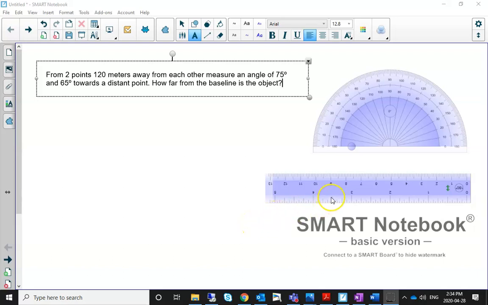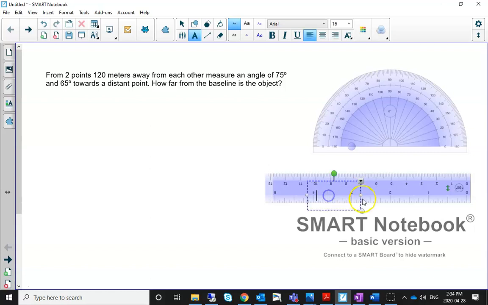Hello, everyone. This is lesson S7 and an example of how we use triangulation. The question here is: from two points 120 meters away from each other, we measure angles of 75 degrees and 65 degrees towards a distant point. And the question is, how far from the baseline is the object? Well, there's a few steps that we're going to do here.